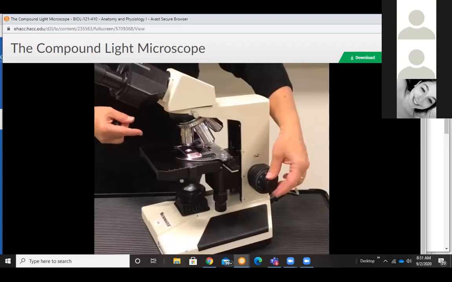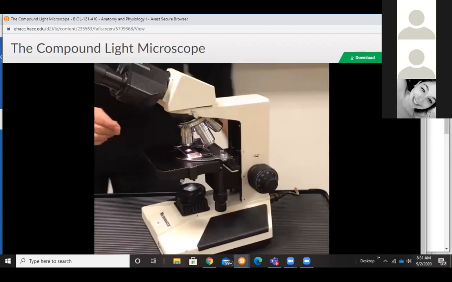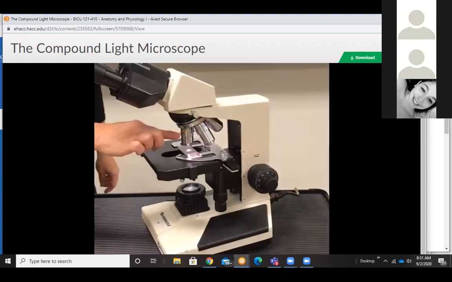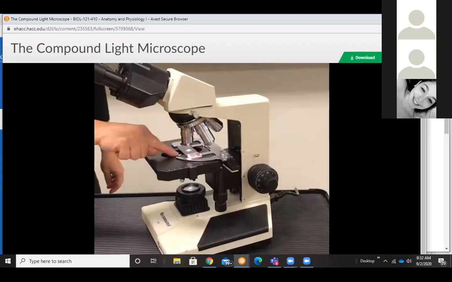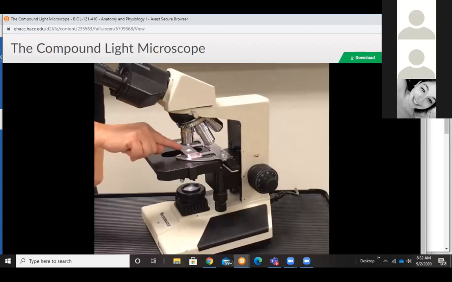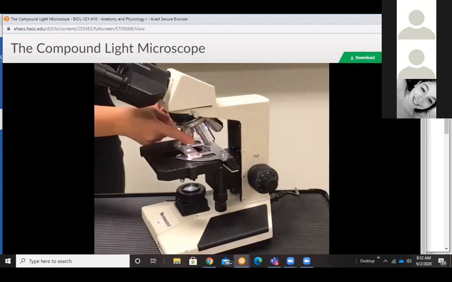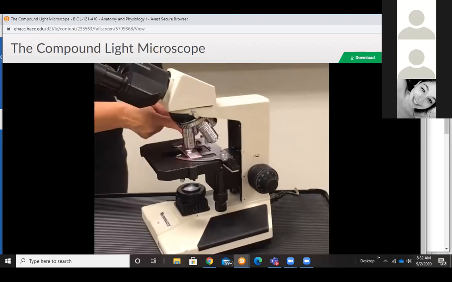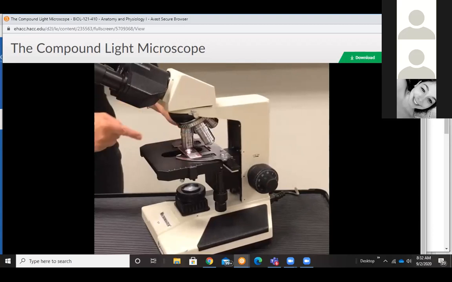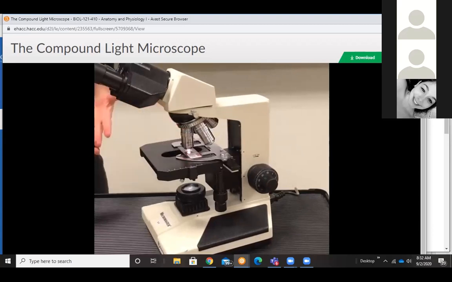This knob moves the stage in smaller increments, and you can see that as each objective lens increases in magnification, it gets closer to the microscope slide. The distance between the objective lens and the microscope slide is called the working distance. And so you can see that as we increase magnification, our working distance gets less and less.